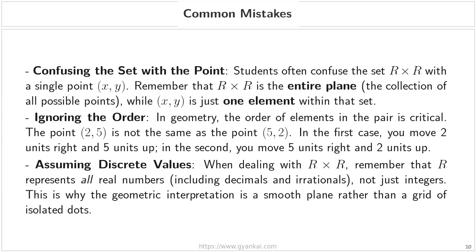Finally, try not to assume we are dealing with only discrete or separate values. When we talk about R cross R, we are working with the set of all real numbers. This includes not just integers, but all decimals and irrational numbers as well. This is a vital distinction because it is the reason why our geometric interpretation is a smooth, continuous plane, rather than just a scattered grid of isolated dots.